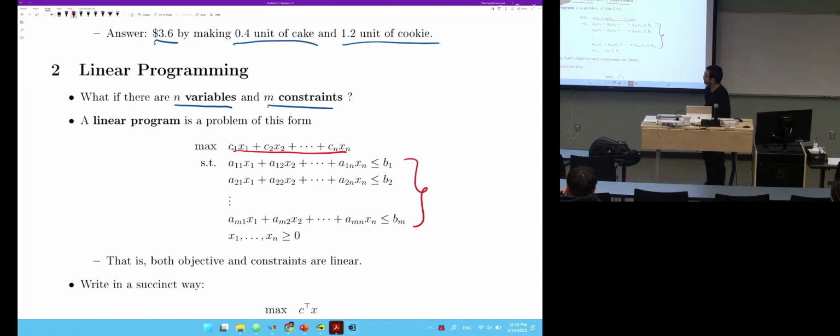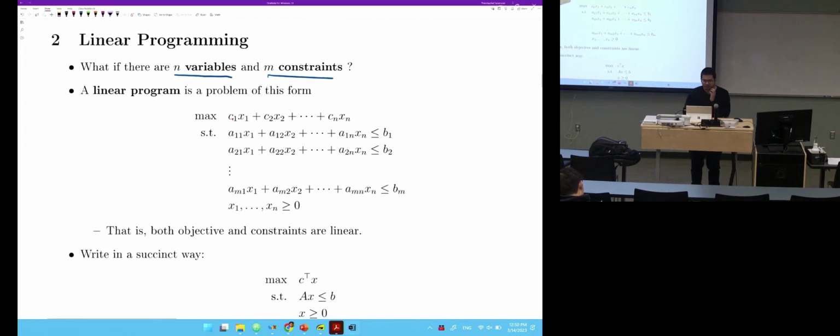Okay. So everything needs to be linear. You cannot have degree 2, all the xi will have degree 1 in this thing. So both the objective and the constraints are linear. If you have that, that's a linear program.